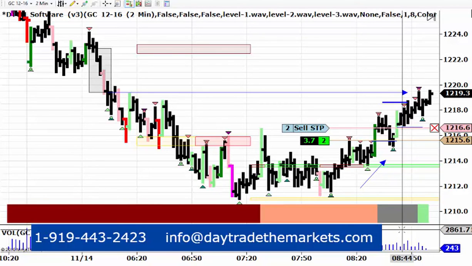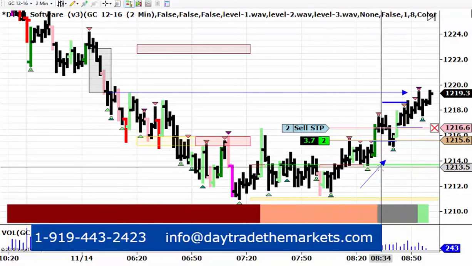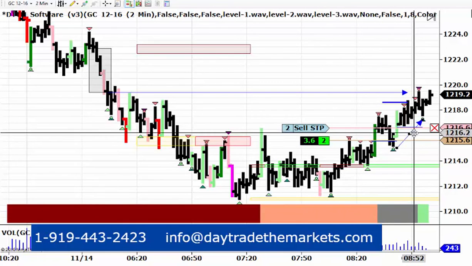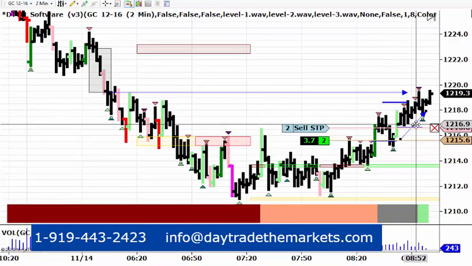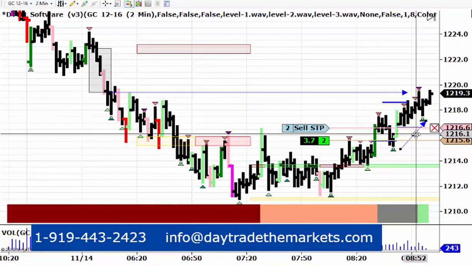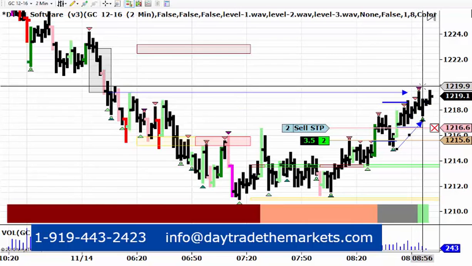Restarting the recording here again. We had another dip here, and you can see we had another deceleration bar. Same thing we had down here. So a deceleration in the selling, and then the market turns higher. So I'm going to go ahead and adjust the stop again.